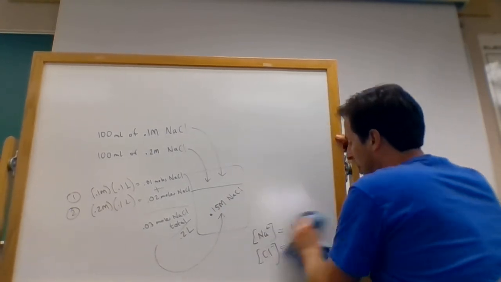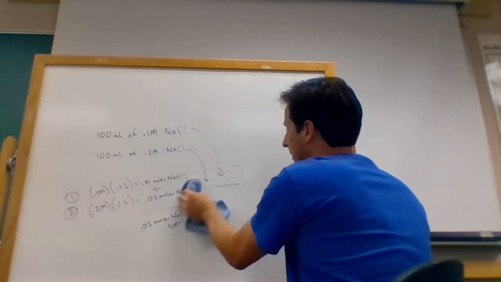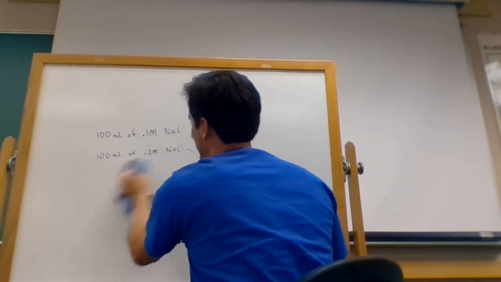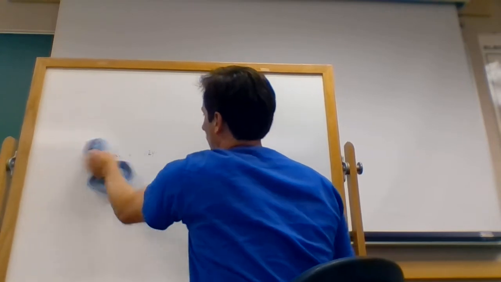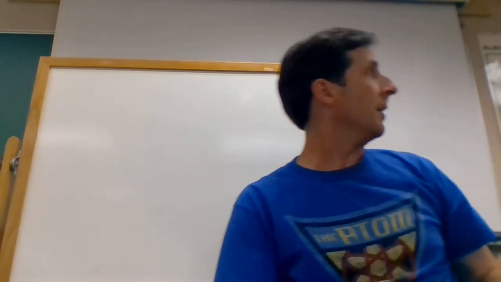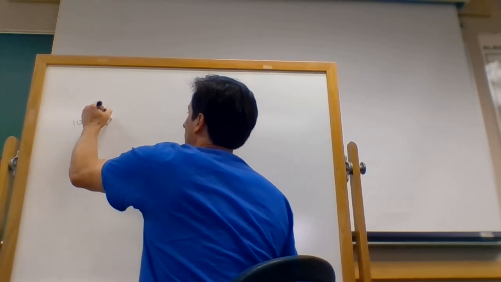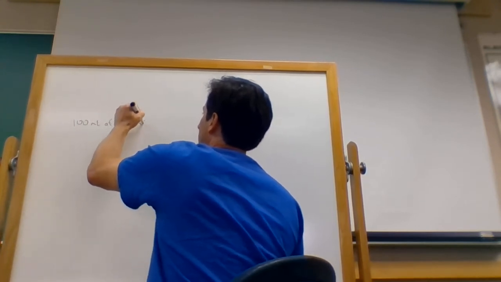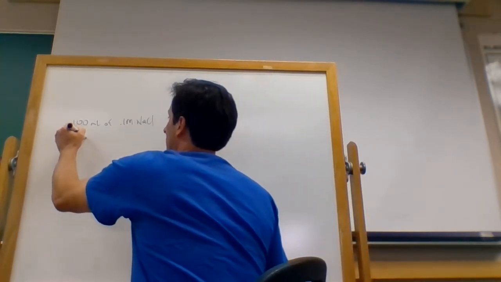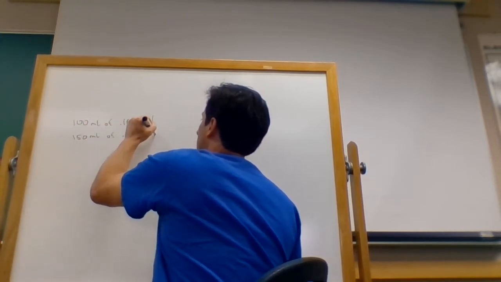So the next one is a very similar problem, but it gets a little harder because now I'm mixing together two different things. I'm mixing together magnesium chloride with sodium chloride to make one solution. So I've got 100 milliliters of 0.1 molar NaCl, and I've got 150 milliliters of 0.2 molar MgCl2.